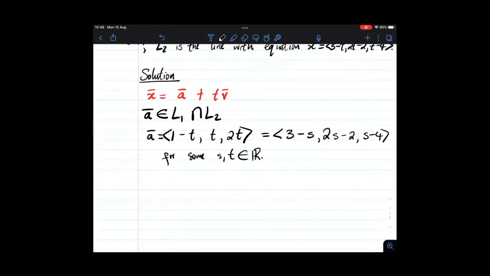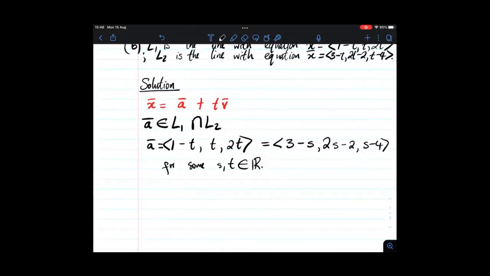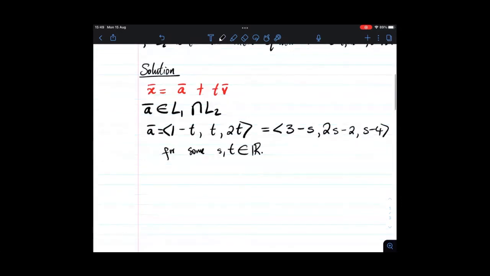And so here notice that I use a different parameter for L2 simply because we don't want that to mess up our calculations. It doesn't mean that t from L1 will be the same as the parameter for L2, right? So that's why we have got to have them different. And so we want to find s and t and then conclude or find A, right? So how do we do that?